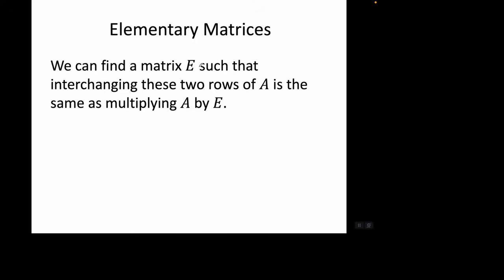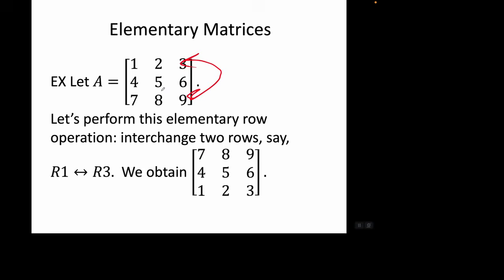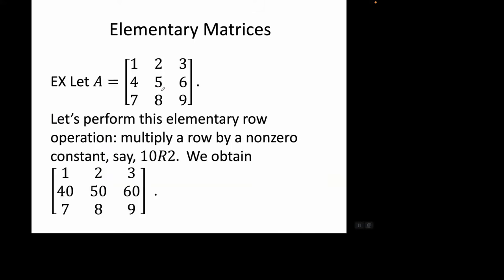We can find a matrix E such that interchanging these two rows of A is the same as multiplying A by E. And that matrix E is 0, 0, 1, 0, 1, 0, 1, 0, 0. Where did I get it from? You'll see a little bit later. When we multiply A on the left by this matrix E, we get 7, 8, 9, 4, 5, 6, 1, 2, 3. That's the matrix we saw earlier. Interchanging these two rows, R1 and R3, is the same as multiplying A by E.